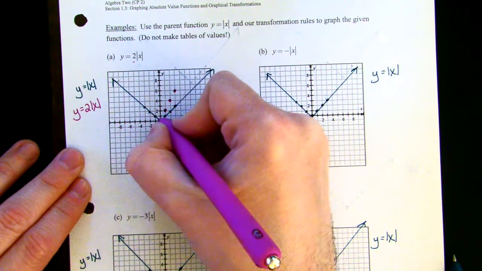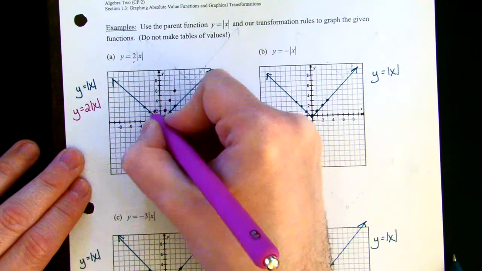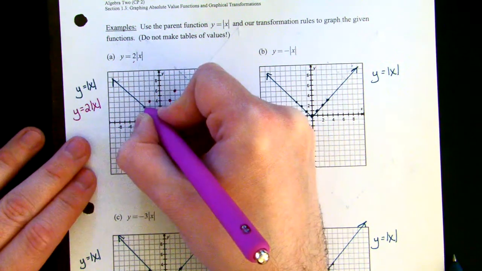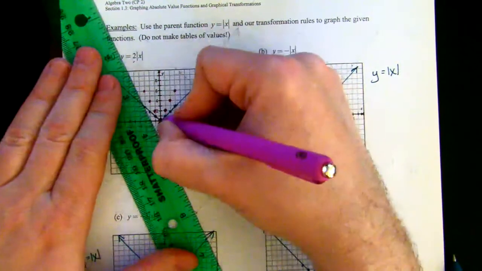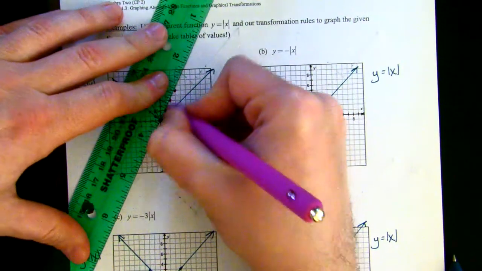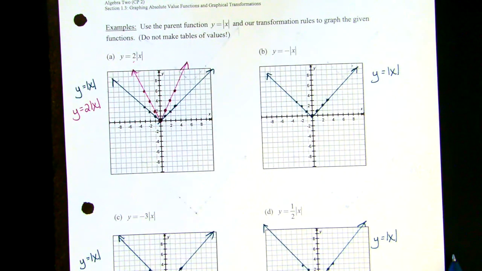I'll do the same over here. Y value of 1, new y value is 2 times 1, or 2. Y value of 2, 2 times 2 is 4. Y value of 3, 2 times 3 is 6. I'm going to go connect the dots. And I'll get something like that. That pink graph is what y equals 2 times the absolute value of x is going to look like.